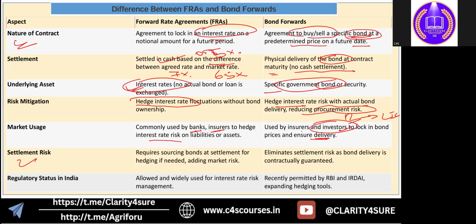Settlement risk: requires sourcing bonds at settlement for hedging if needed, adding the market risk. Here it eliminates the settlement risk as the bond delivery is contractually guaranteed by the bank itself, right। Regulatory status in India: allowed and widely used for interest rate risk management, FRAs, and with respect to bond forwards, recently permitted by RBI and IRDAI, expanding the hedging rules, okay। And it is waiting for the platform of Clearing Corporation of India, okay। So these are the basic differences between FRA and bond forwards.